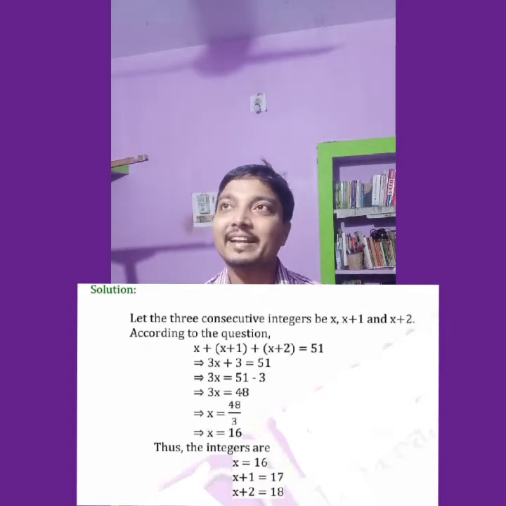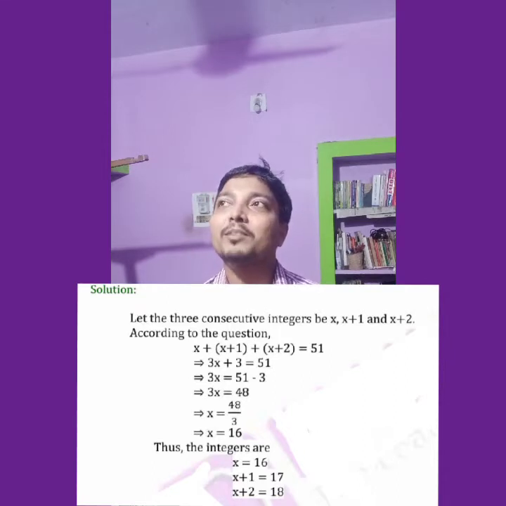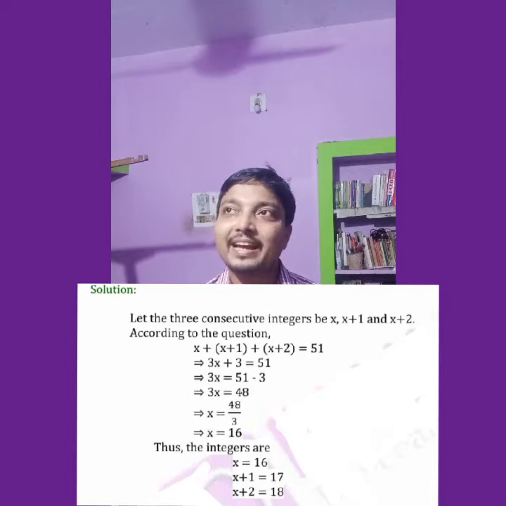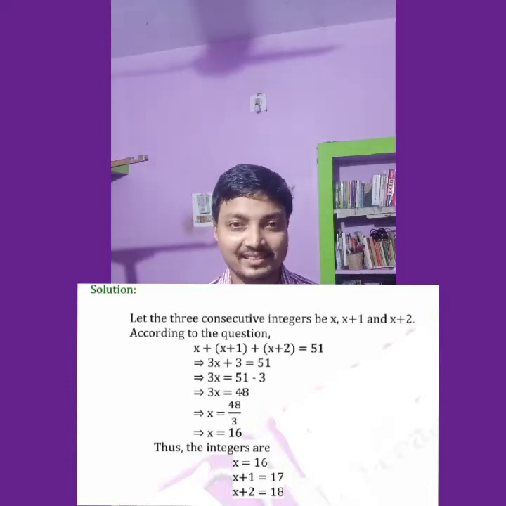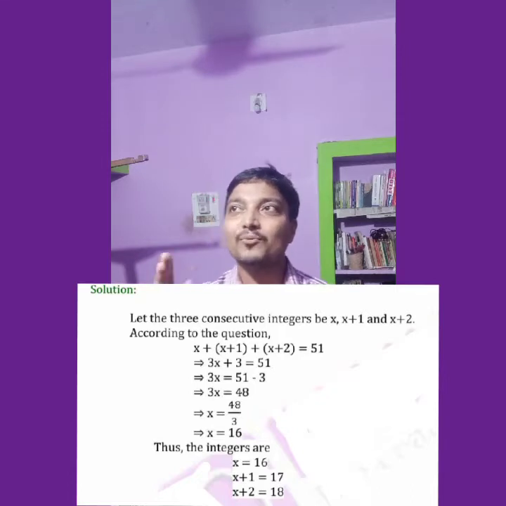So consecutive integers, suppose we take the smallest one as x, then we can take the next as x+1 and another one as x+2. Here it is given that the sum of three consecutive integers is equal to 51. So we can formulate the equation as x plus x+1 plus x+2 equals 51. So how many x are there? 1, 2, 3. So their sum is 3x plus 3 equals 51.